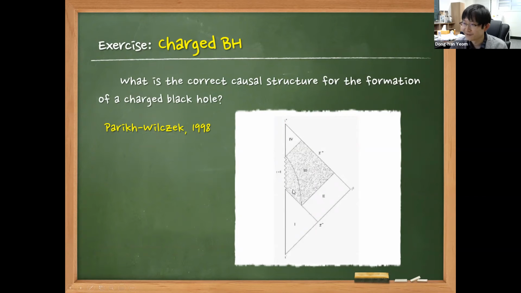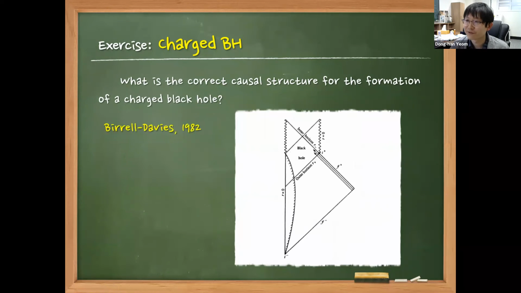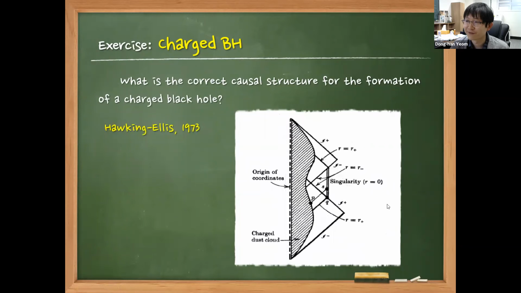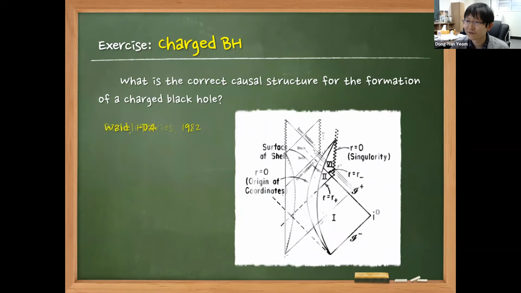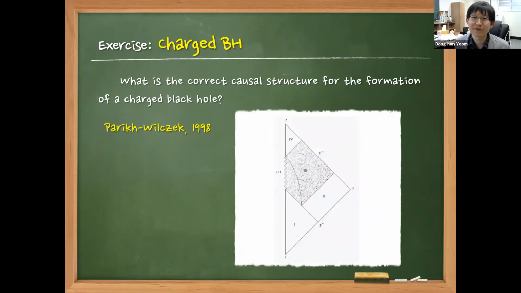So now, this time-like singularity is even naked to future infinity. Based on the Vaidya approximation, Parikh and Wilczek draw the entire space-time this way. So from number 1, number 2, number 3, and number 4, what is the true answer? What do you think about this?